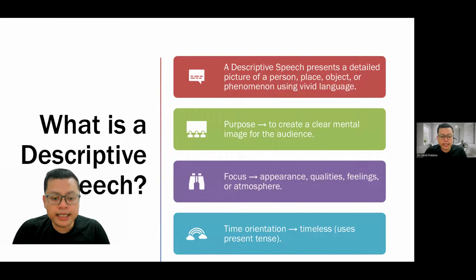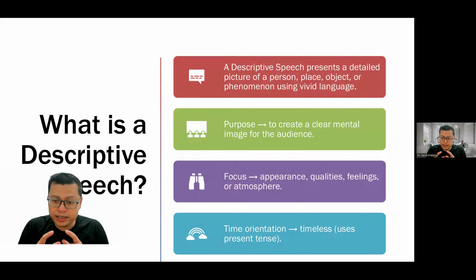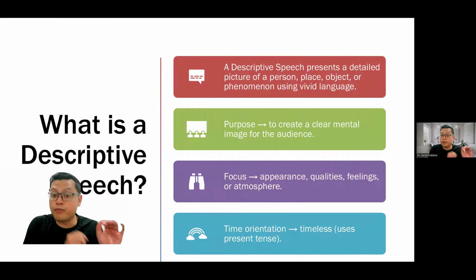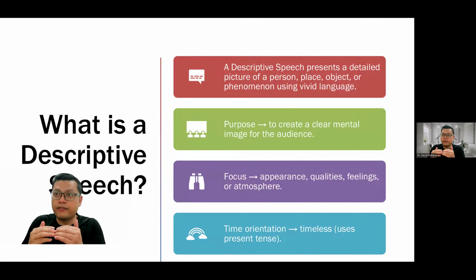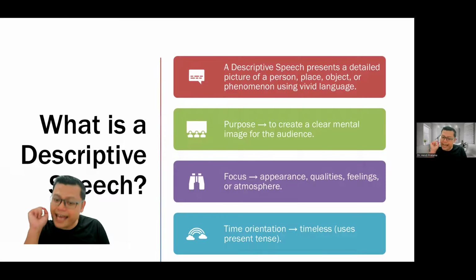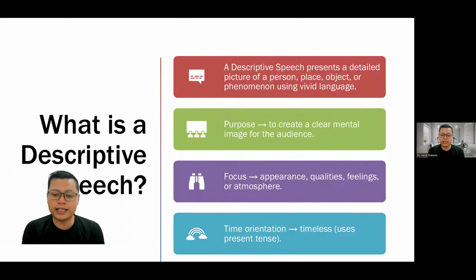The first one is answering the question, what is a descriptive speech? So, a descriptive speech presents a detailed picture of a person, place, object, or phenomenon using vivid language. Remember that previously in the report genre, you have to explain a general class or in general. Like if you want to explain about a cat, you couldn't do that in the previous report speech. Now you can give it a name. You can have a cat. You can have a person to describe because this is the time for descriptive speech.